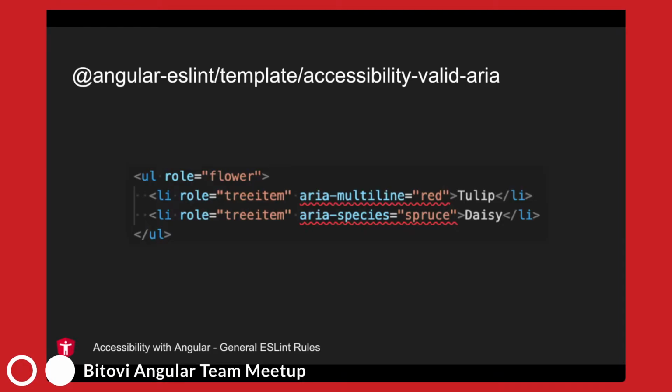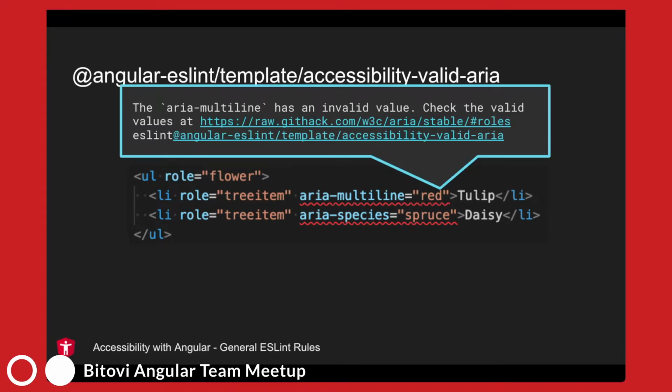So for example, here we've got a snippet where we have a tree element incorrectly given a role of flower, which is not a valid element role. You can see that we don't get any red squigglies, so the ESLint rule is not catching that. However, it does catch the issues on our two tree items.